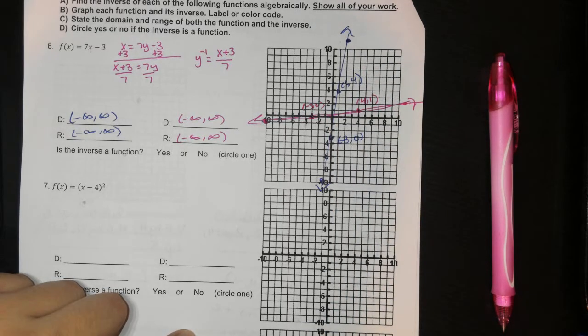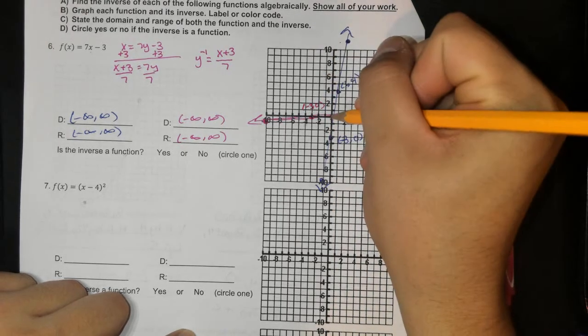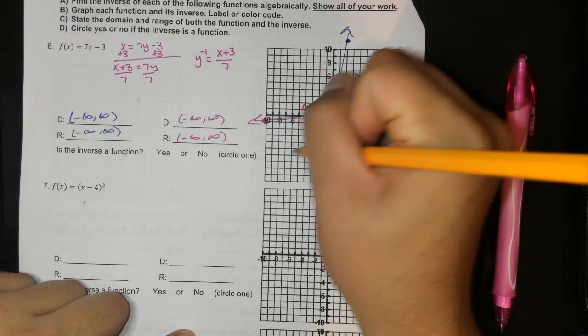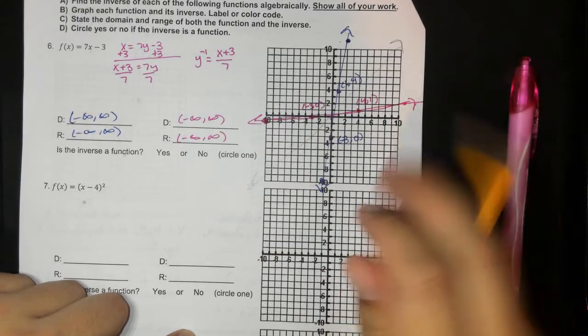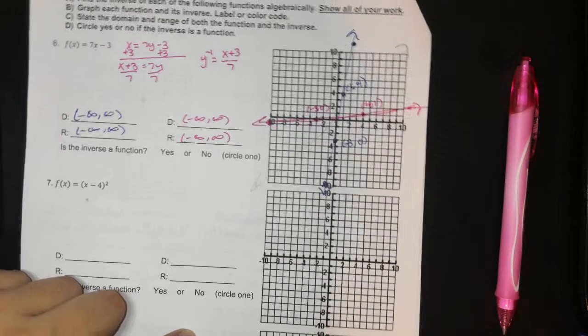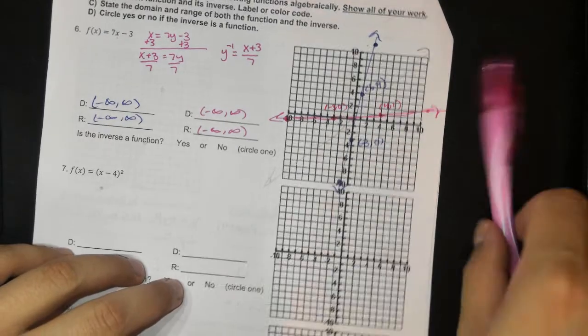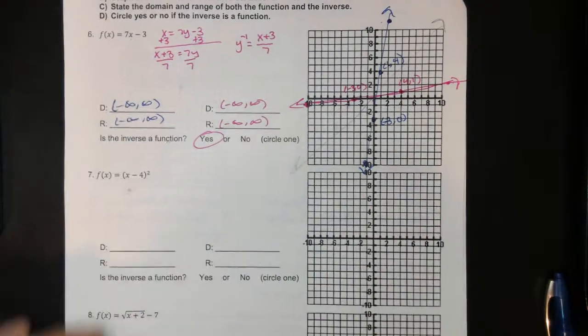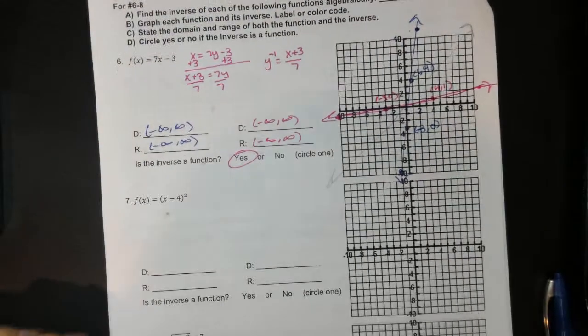Then remember, all inverses reflect over the line y equals x. So this line right here. And then here it looks like it does. Alright, so yes, this would be an inverse. And you could also check it using composition.